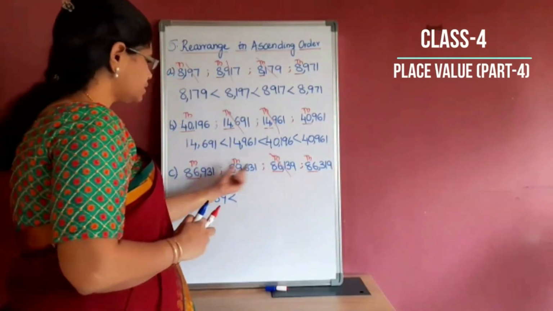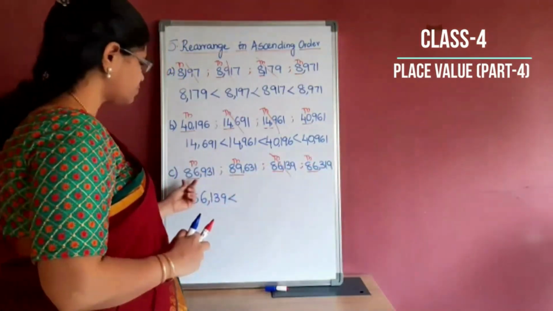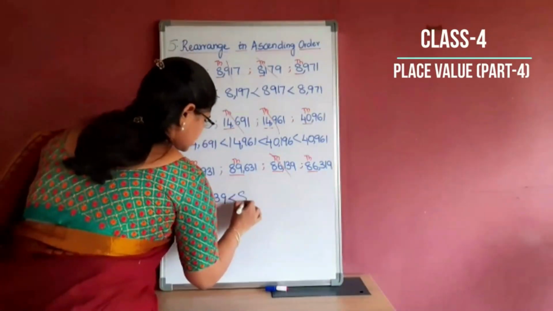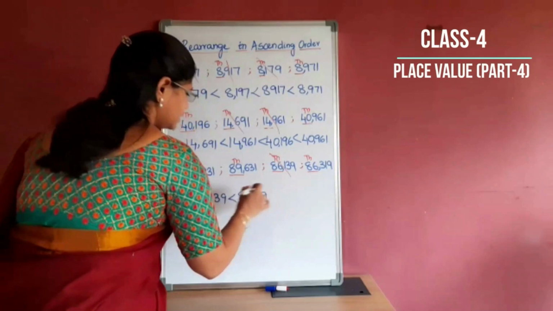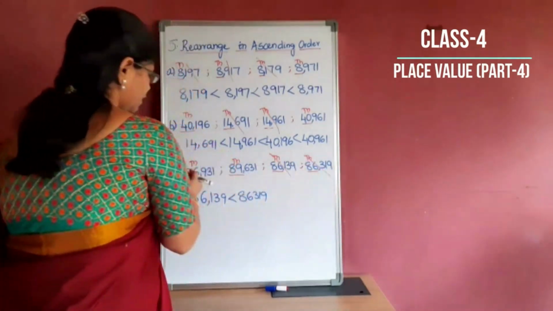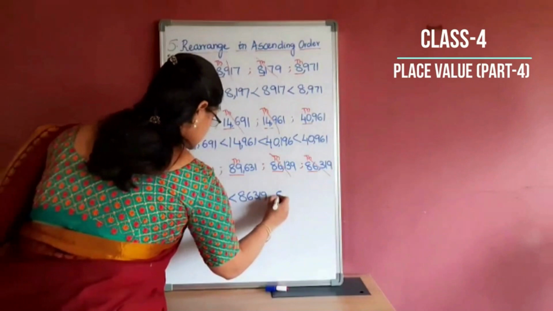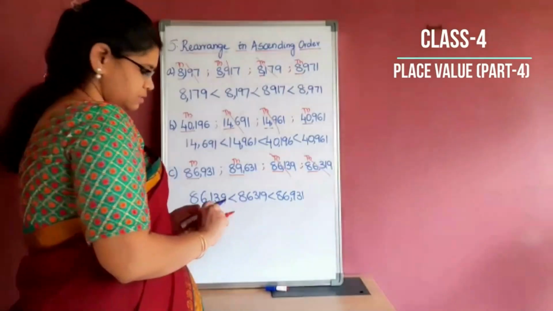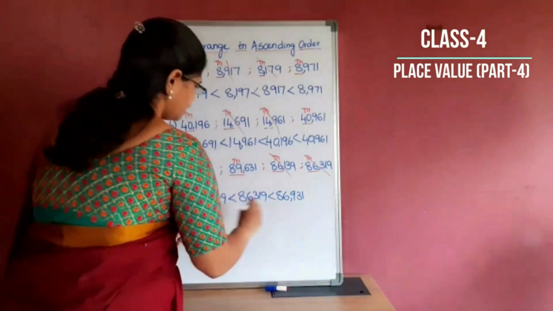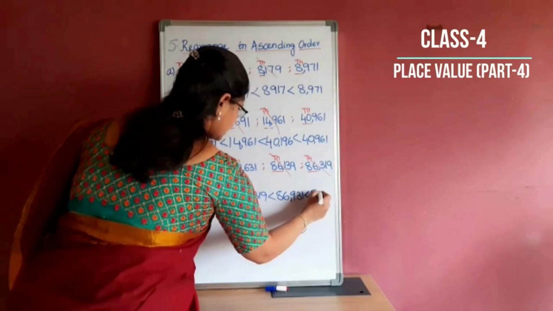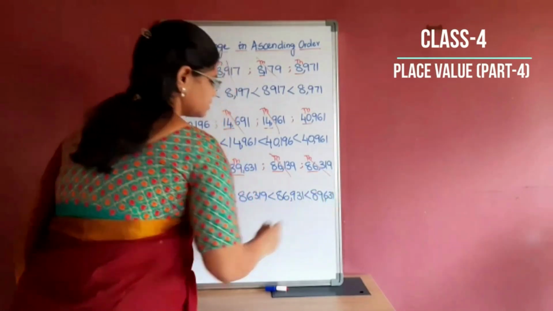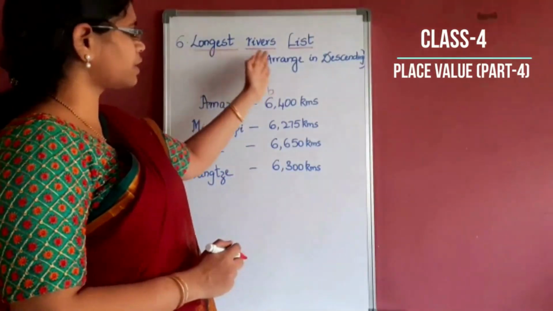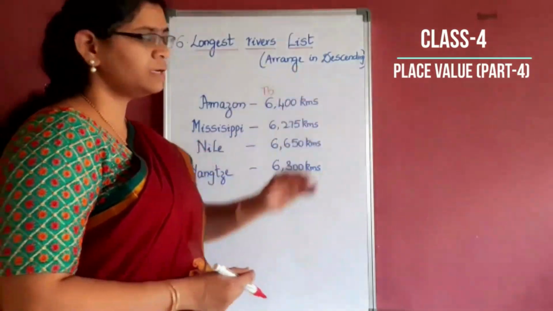After that, in the remaining 86,000s, which is smallest? 319 is smallest. So I am writing this here as 86,319. So this is also done. And left over in 86,000 is 86,931. So this is also done, children. So that is the final one which we are left with as 89,631. So here they have given a list of longest rivers and we need to arrange them in descending order.